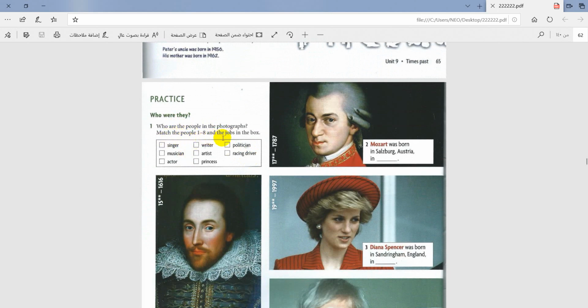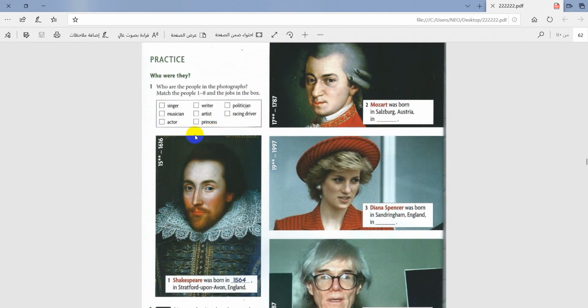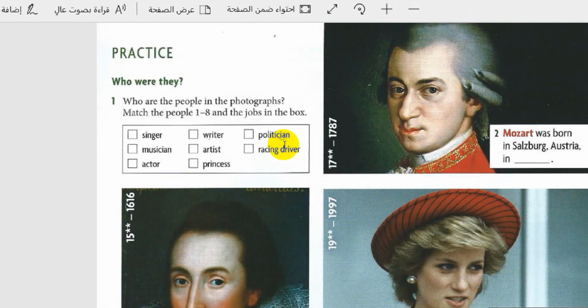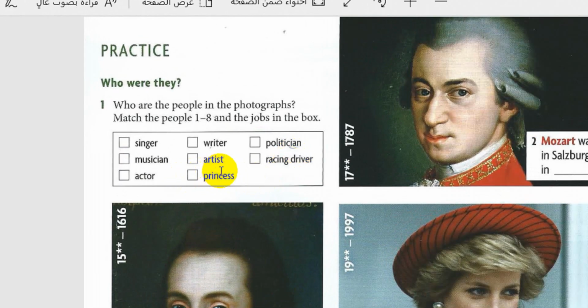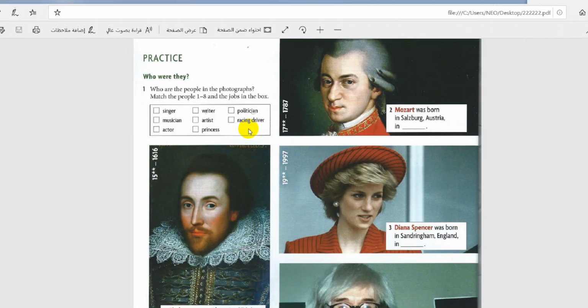Match the people from 1 to 8 and the jobs in the box. Singer, writer, here we have politician, musician, artist, racing driver, actor, princess. Singer, musician, actor, writer, artist, princess, politician, racing driver, meaning a race driver.